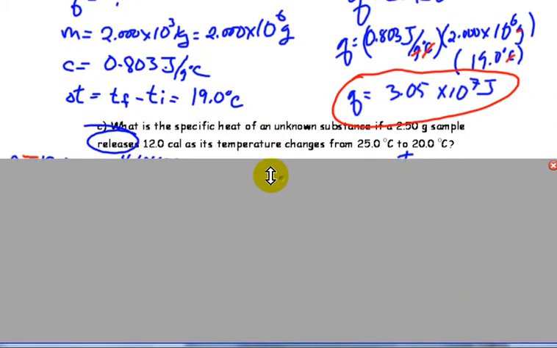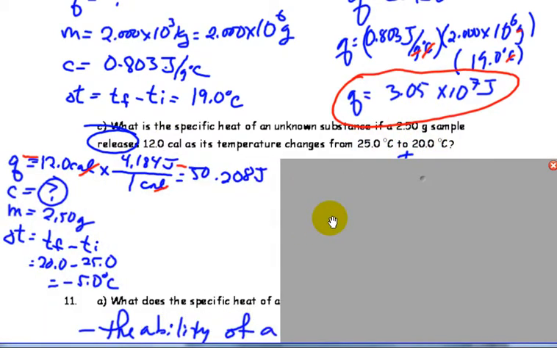And the last one here, what is the specific heat of an unknown substance if we have 2.50 grams of it, and it releases 12 calories as its temperature goes from 25 degrees C to 20 degrees C? So it's releasing heat because the temperature is dropping. And think of releasing heat as negative heat. It's being lost by the system. Also, we're given heat in terms of calories. We've got to change that into joules. Mass looks like it's good. It's 2.5 grams, so that's fine. So just like we did earlier, we have to convert calories into joules by using this conversion here.